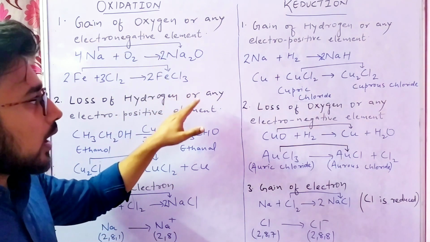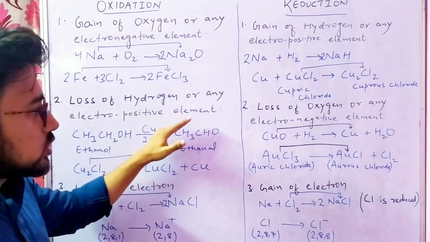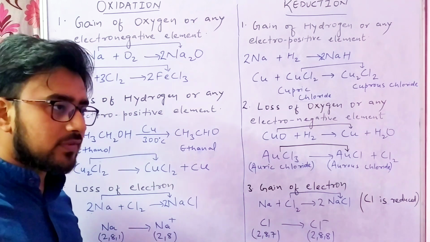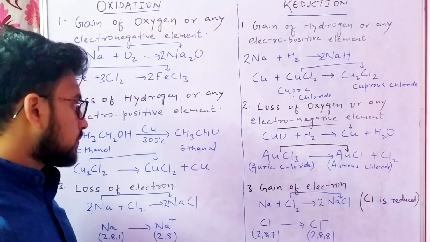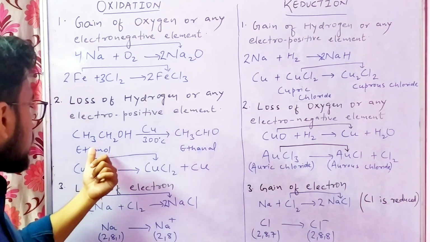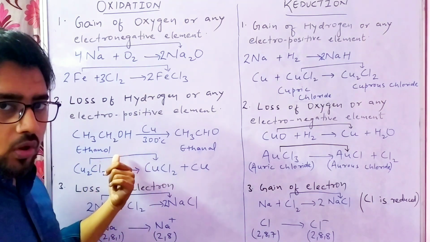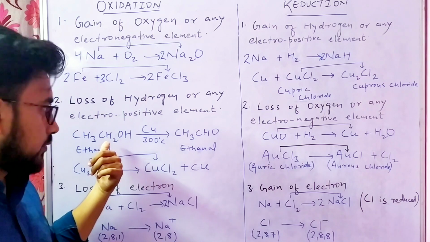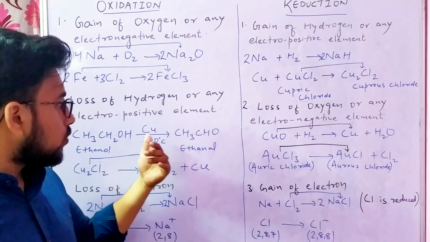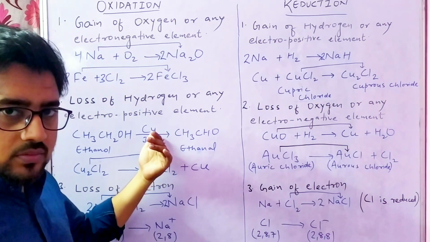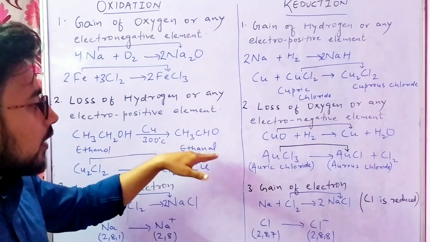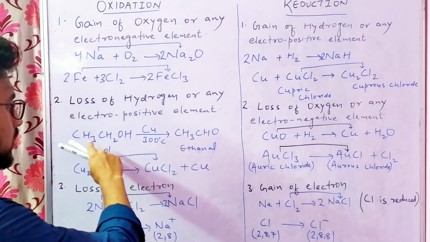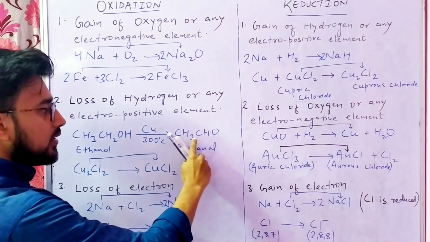Is this one clear? Now let's talk about loss of hydrogen or any electropositive element. If there is loss of hydrogen, then also you can say that the reactant is oxidized. Let's see one example. I have taken ethanol, that is CH3CH2OH, also known as ethyl alcohol. When ethanol undergoes oxidation in the presence of copper, it gets converted into ethanal, that is acetaldehyde. The formulas you can see here: CH3CH2OH, and here CH3CHO.